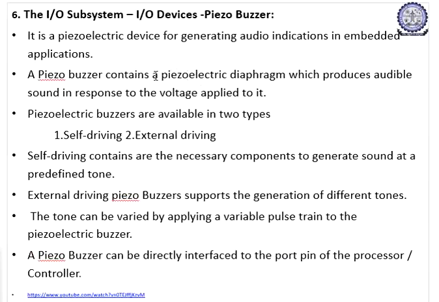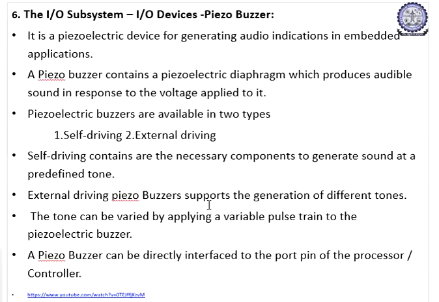It contains an electric diaphragm which produces audible sounds. How many ways can we produce the sounds? Piezoelectric buzzers are of two types, self-driving and external driving. Self-driving contains the necessary components to generate a predefined tone. Some predefined tone will be there that will be generated.